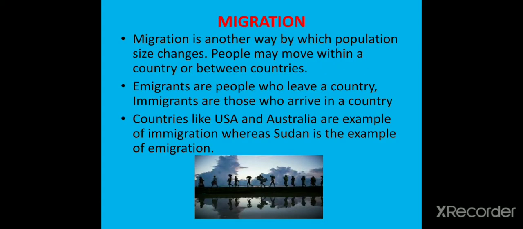Now let us see about migration. Migration is another way by which population size changes. People may move within a country or between countries. Emigrants are people who leave a country, whereas immigrants are those who arrive in a country. Countries like the United States of America and Australia have gained in numbers by in-migration or immigration. Sudan is an example of a country that has experienced a loss in population numbers due to out-migration or emigration.